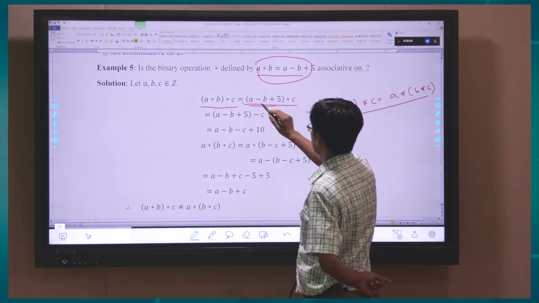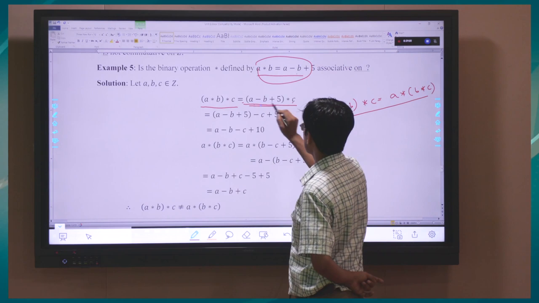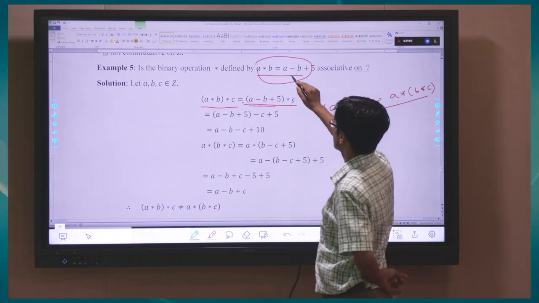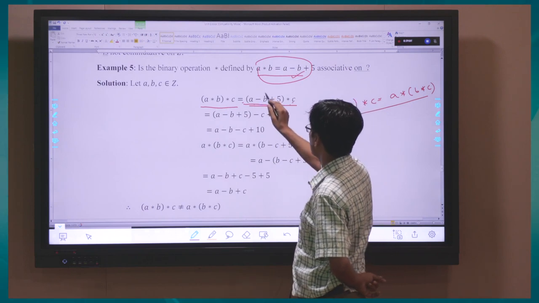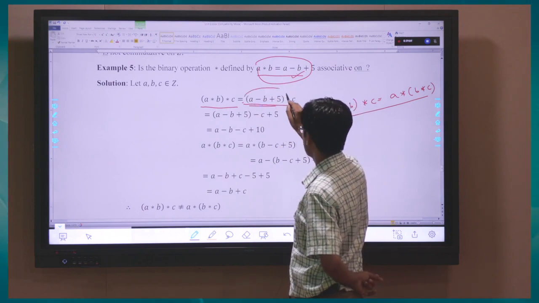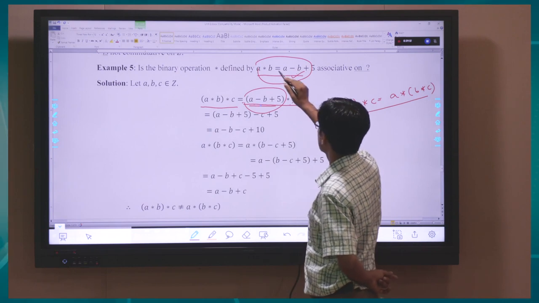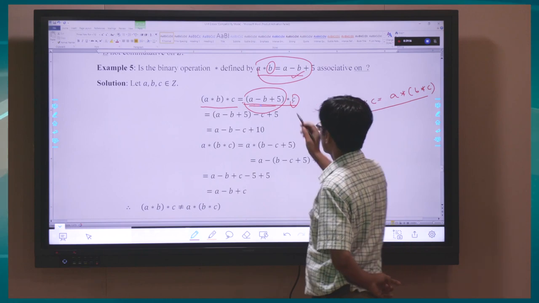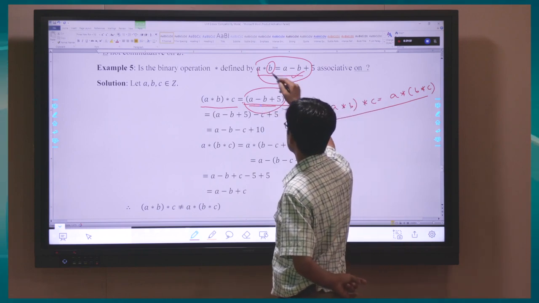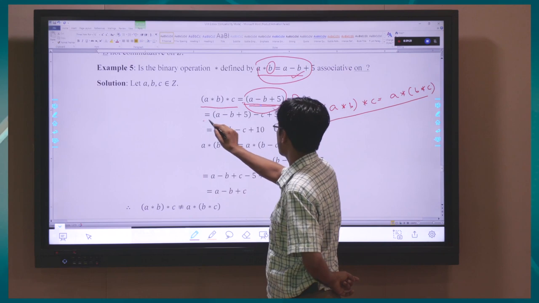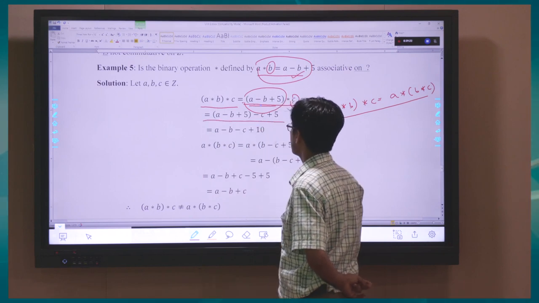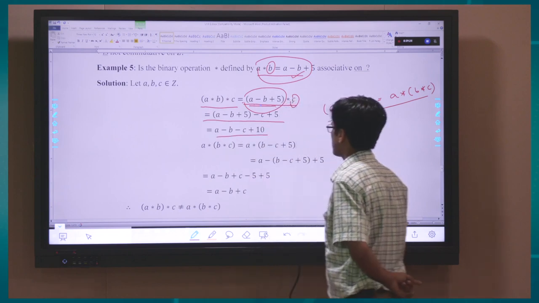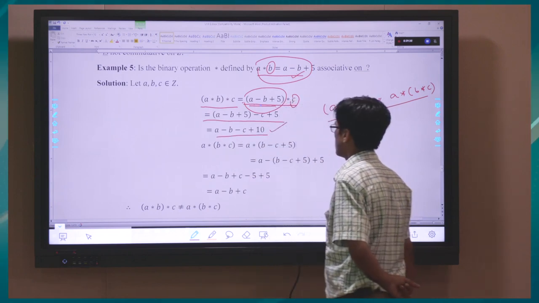Again, for these two elements, we apply these results. So in this case now A will be this element, A minus B plus 5, and B will be C. So accordingly we put these elements in this result: A minus bracket A minus B plus 5 minus C plus C. So A minus B minus C plus 10. After simplification we get this result.